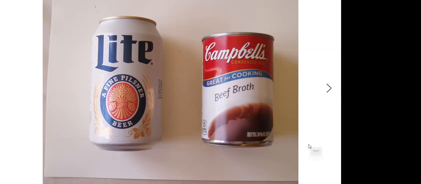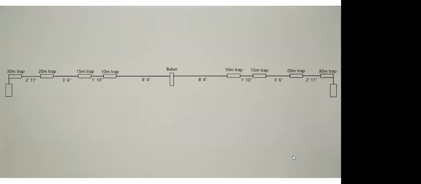This was my first capacitance hat. It's a 12-ounce beverage container. I hung one of these from each of the 30-meter traps. Now the antenna was resonant at 8420 kilohertz.